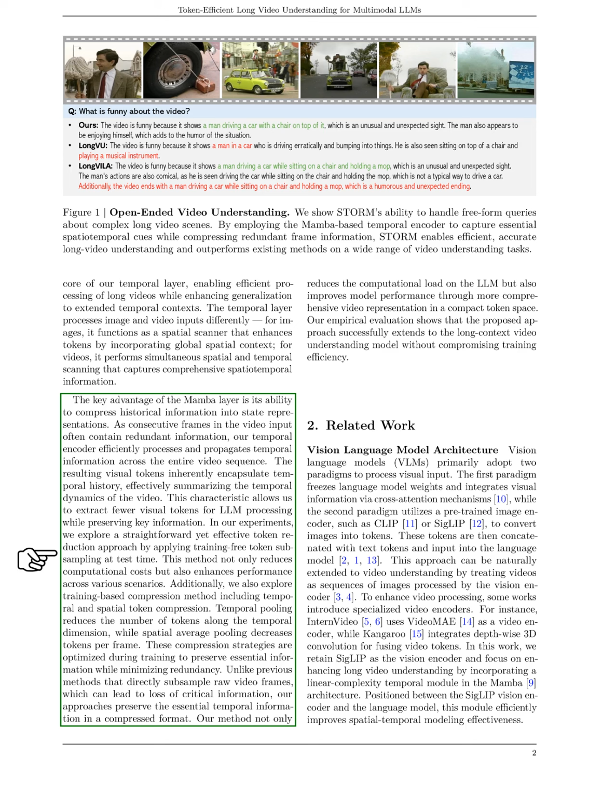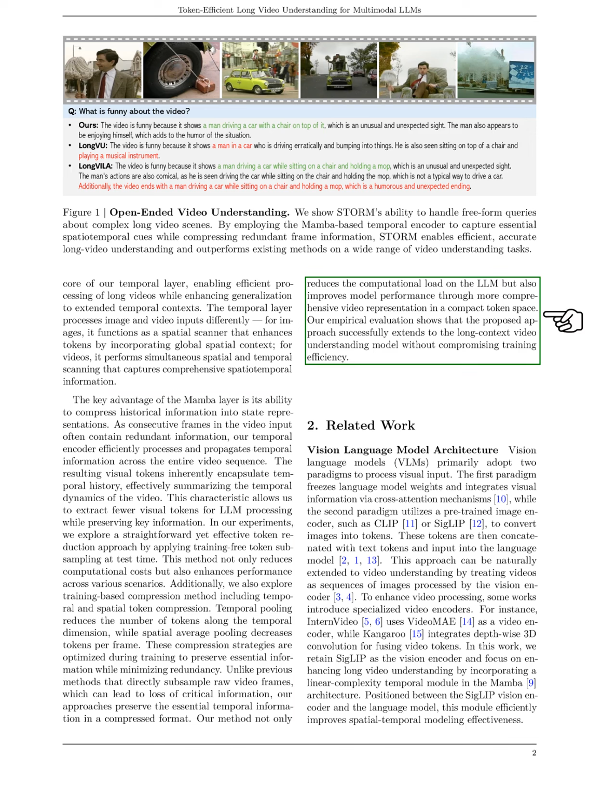Temporal pooling cuts down the number of tokens over time, while spatial average pooling reduces tokens per frame. These strategies are optimized during training to keep essential information while minimizing redundancy. Unlike previous methods that simply discard raw video frames, our approach maintains crucial temporal information in a compressed format, reducing the load on the language model and enhancing its performance through a more effective video representation. Our evaluation shows that our proposed method effectively extends to long context video understanding without sacrificing training efficiency.